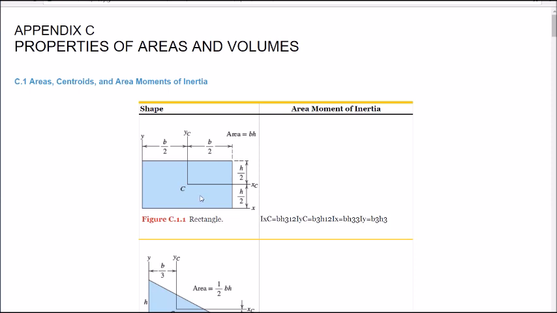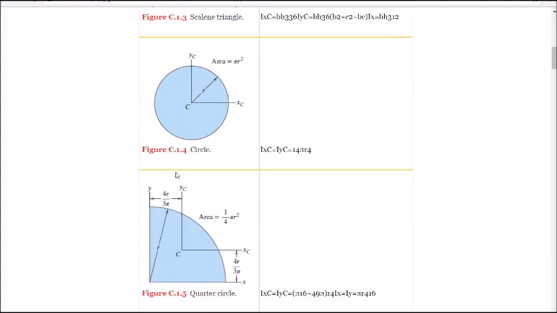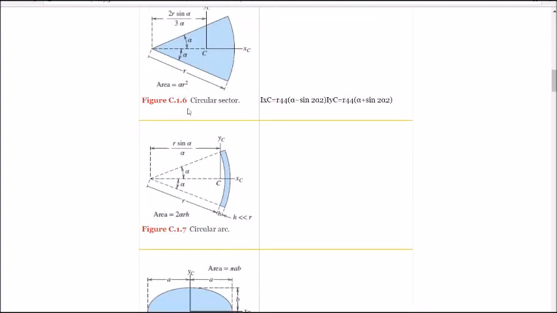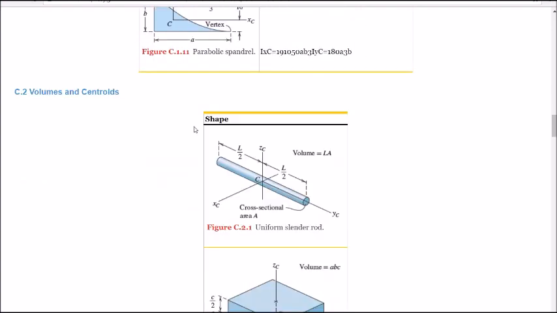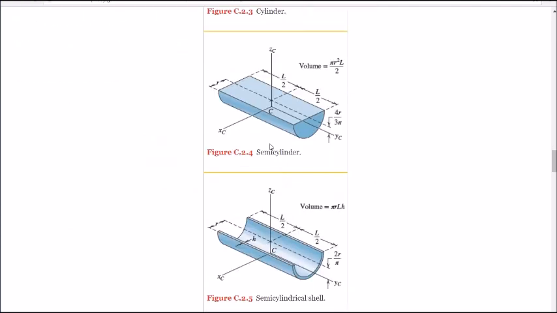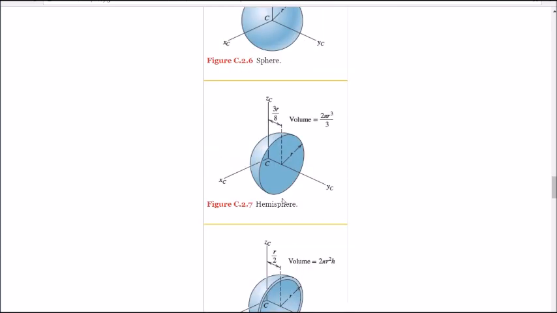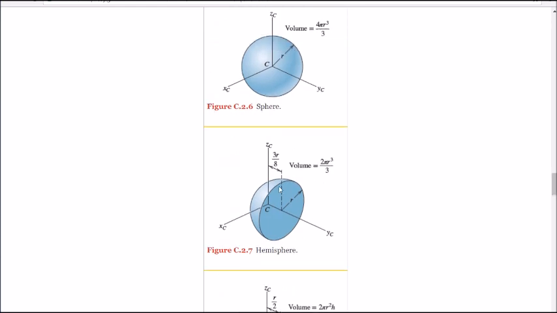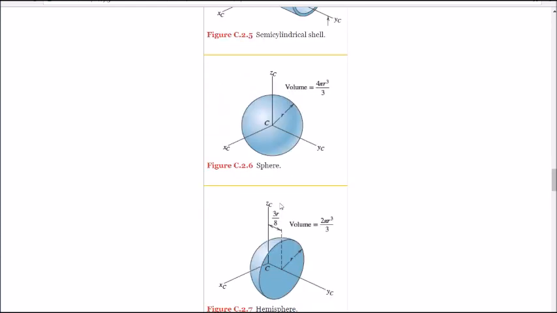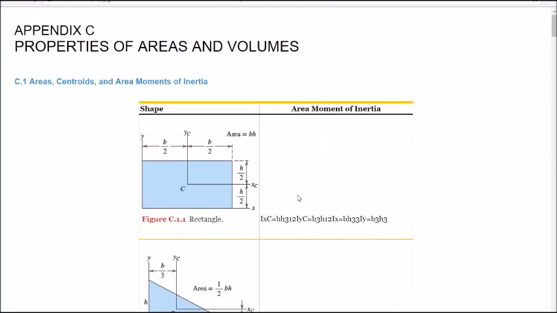Since it is common to want to know the centroid for shapes, in your appendix you'll find the centroids for common areas such as a rectangle, triangles, circles, quarter circles, and there are also the centroids for cylinders, cubes, half cylinders or semi-cylinders, cylindrical shells, and spheres. So you can find the already calculated centroid for common shapes in your appendix. That's Appendix C in our textbook.